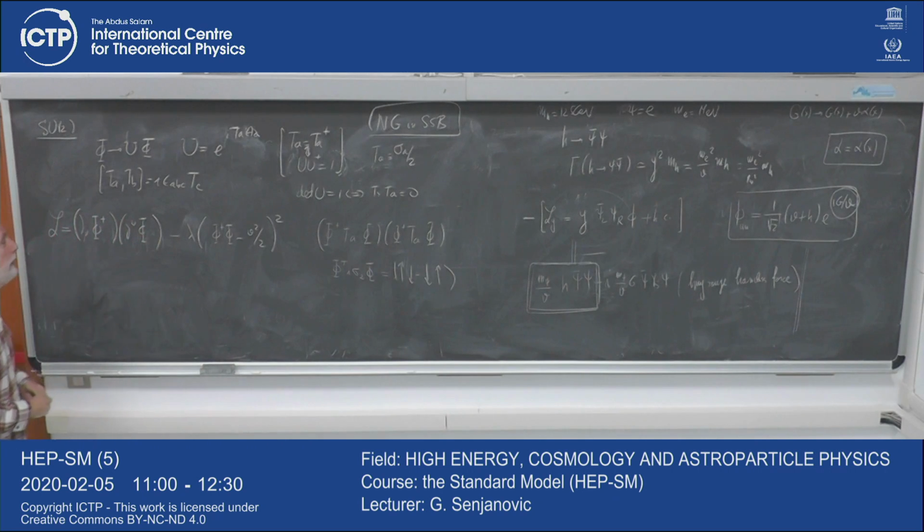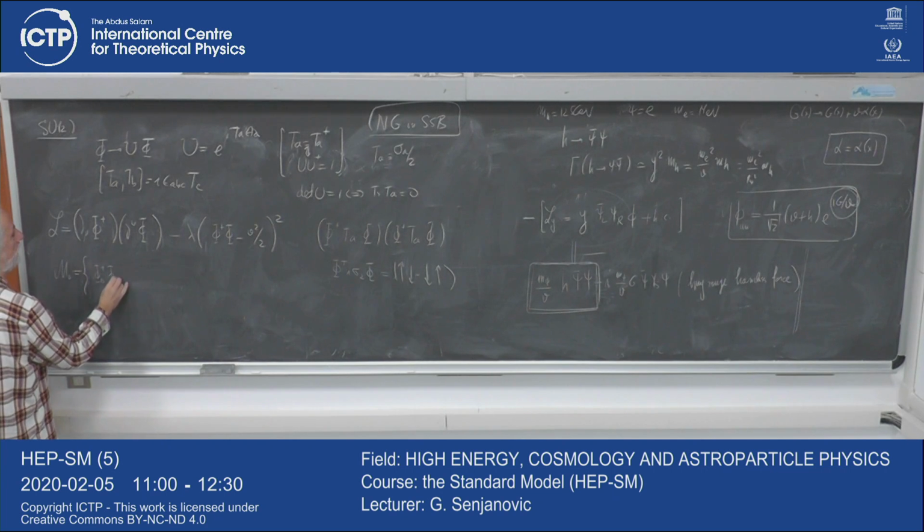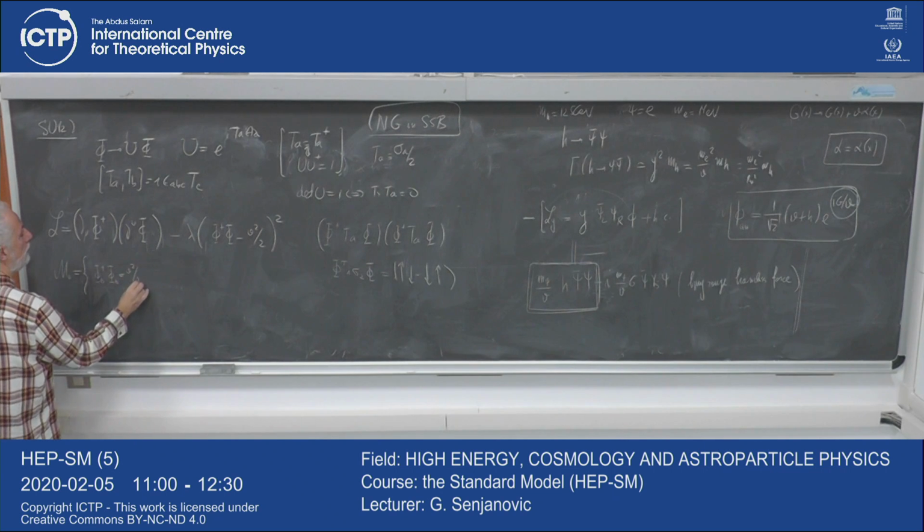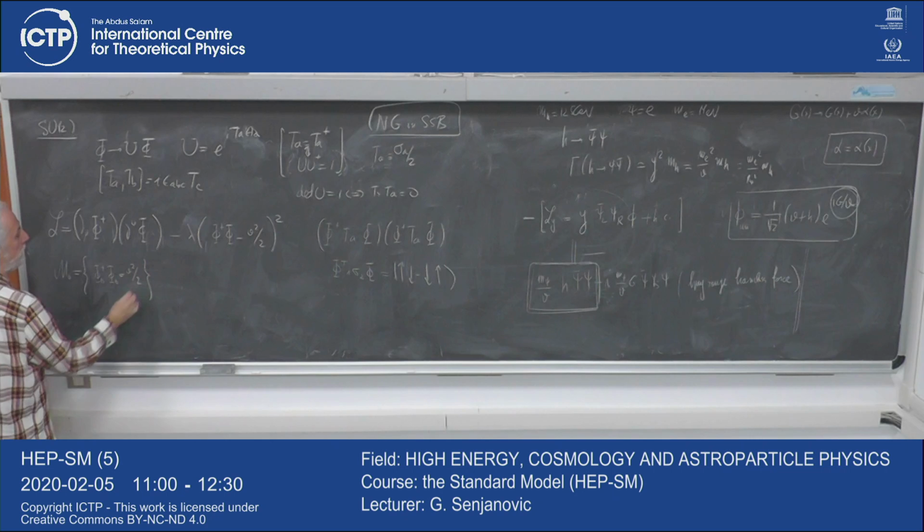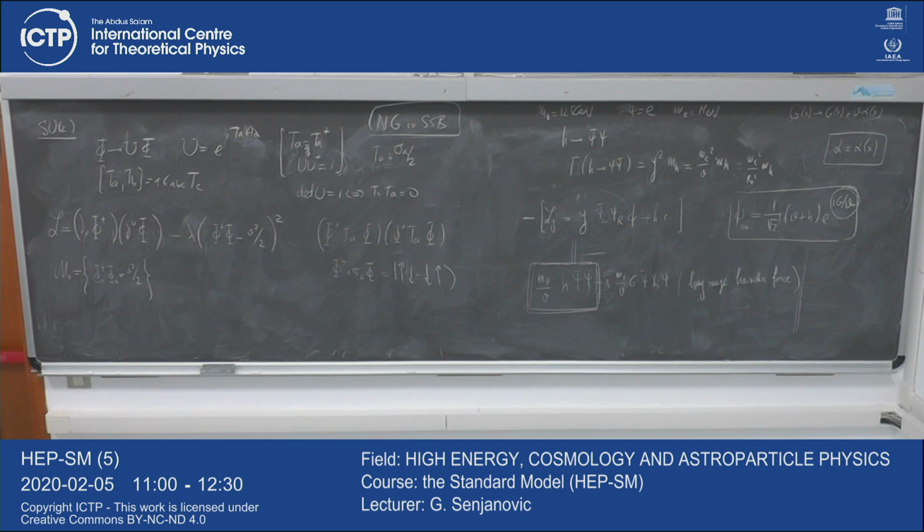Okay, so what will be my vacuum manifold? I'm not going to try to draw the picture now. This is a higher dimensional space. Can you guess? It's the set of fields phi 0 dagger phi 0 constant, which is v squared over 2. I wonder whether you can see it immediately. It's not trivial, but maybe it takes a little thought.